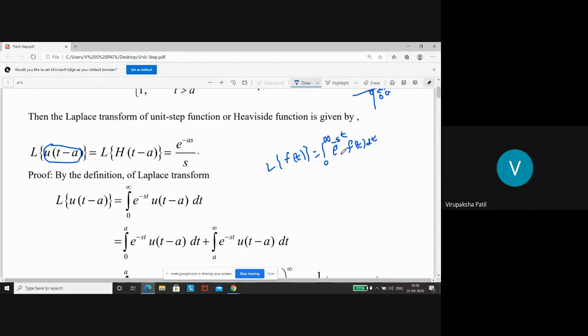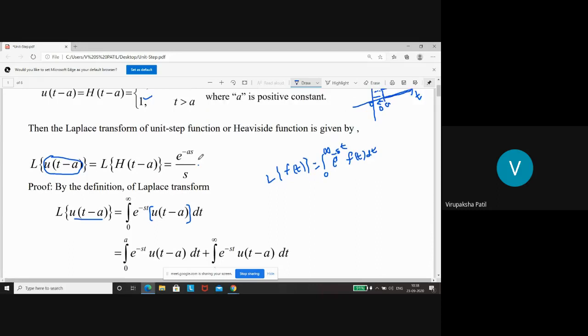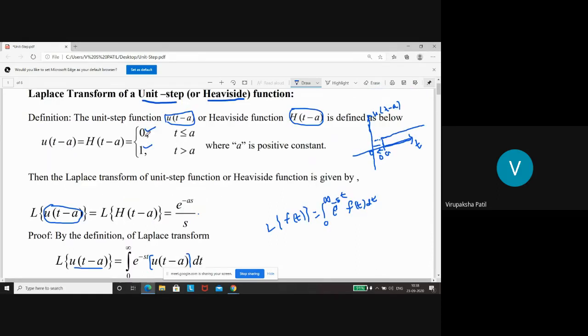Now using this basic definition, this is your f of t. So we can write the integral from 0 to infinity of e to the power minus st into u of t minus a, with respect to t. Now this function u of t minus a, the unit step function, is a discontinuous function. It is defined in two intervals, whenever t is less than or equal to a, or whenever t is strictly greater than a.